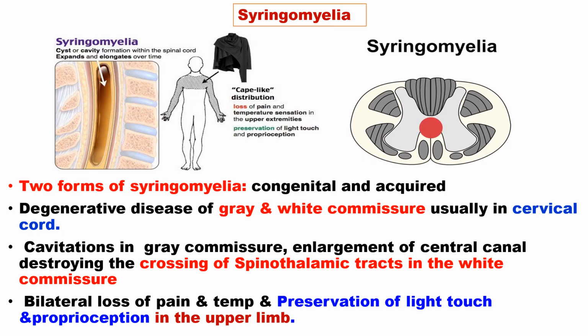Syringomyelia. Two forms of syringomyelia. It can be congenital or acquired degenerative disease of gray and white commissure, usually seen in the cervical part of the spinal cord. Cavitations are seen in the gray commissure, enlargement of the central canal, destroying the crossing over of spinothalamic tracts in the white commissure. The clinical features are bilateral loss of pain and temperature, but preservation of light touch and proprioceptive impulses in the upper limb.